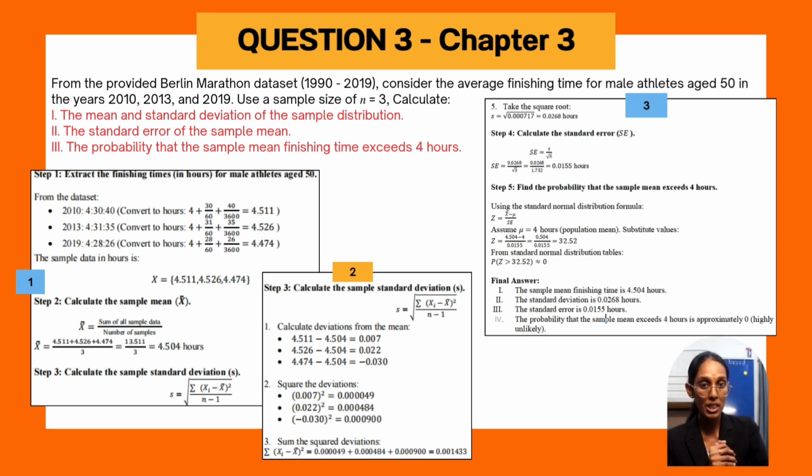Assuming the population mean is 4 hours, we get 32.52. From the standard normal table, the probability for Z more than 32.52 is effectively 0, meaning it's highly unlikely. In conclusion, the sample mean finishing time is 4.504 hours, the standard error is 0.0155 hours, and the probability of the mean exceeding 4 hours is negligible. This analysis showcases the power of sampling distribution in statistical inference.